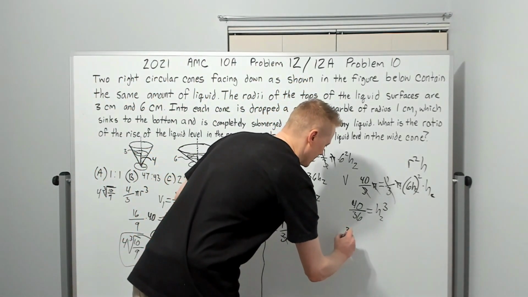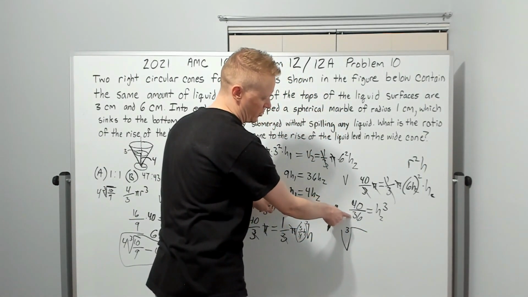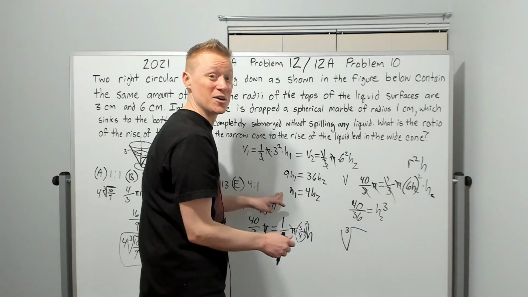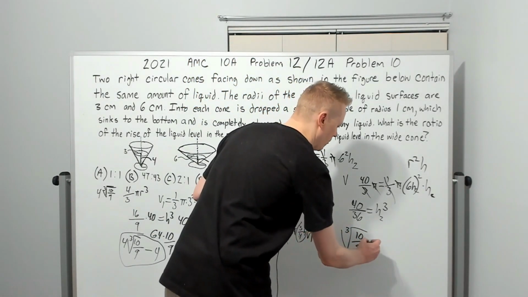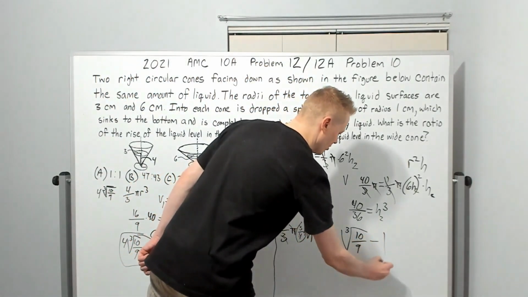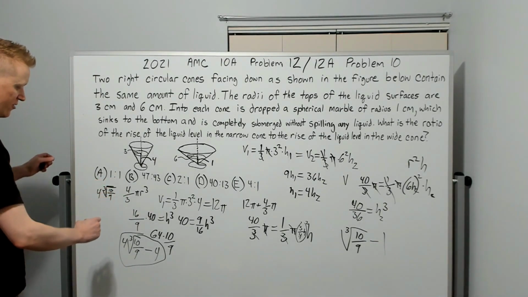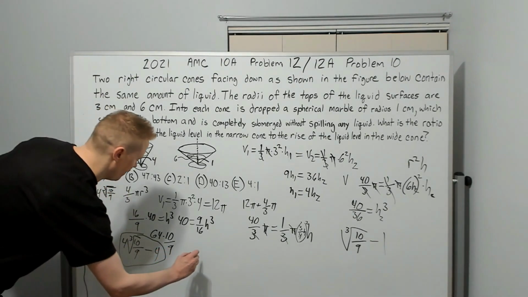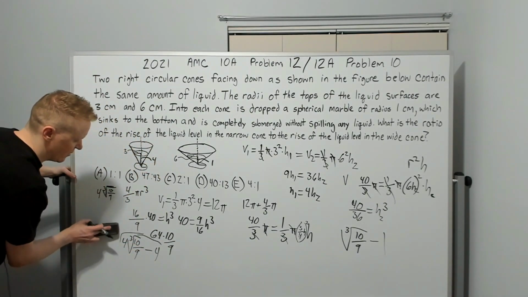So we're going to have the cube root of, let's simplify this, 40 over 36 is 10 over 9, right? So you have the cube root of 10 over 9 minus the original height, which was 1. So cube root of 10 over 9 minus 1. And now you're going to put that here. I'm running out of board space, but let's just erase this and use this spot right here.